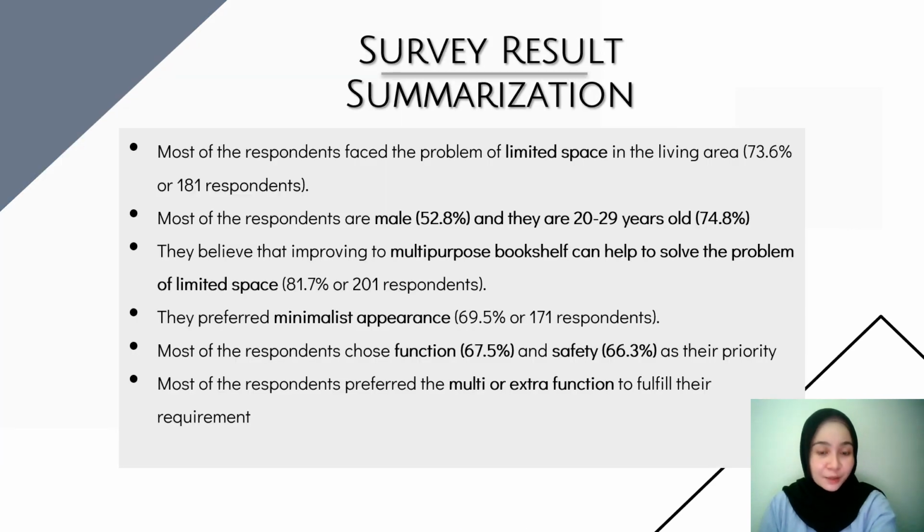To summarize, we can say that most of the respondents face the problem of limited space in the living area. Most of them are male and are 20 until 29 years old. Other than that, they believe that improving to a multipurpose bookshelf can help to solve the problem of limited space. They prefer minimalist appearance and chose function and safety as their priority. Last but not least, most of the respondents prefer the multi or extra function to fulfill their requirement.